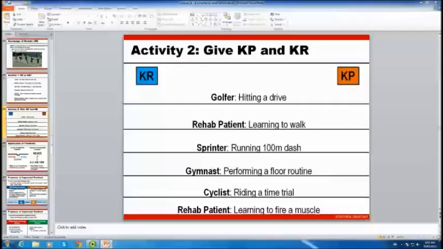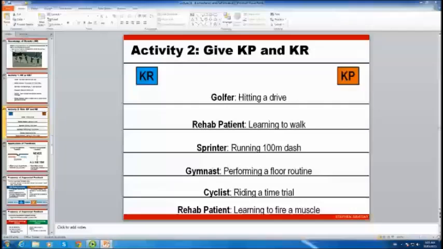KP, knowledge of performance, person's learning to walk. They're just walking across here. I need you to work on your balance. Yep, that's performance based. Focus on lifting your knee higher. Good. Yep, kind of wobbling around. I want you to focus on the way you're distributing your weight. Good.